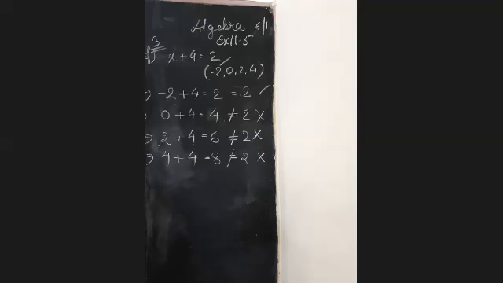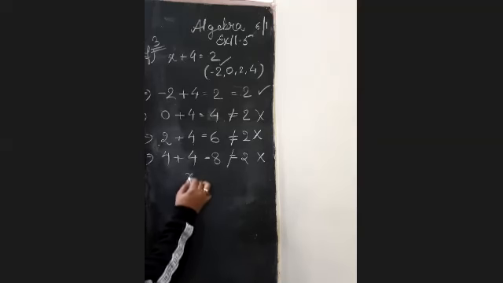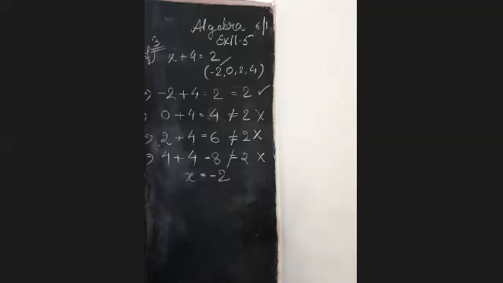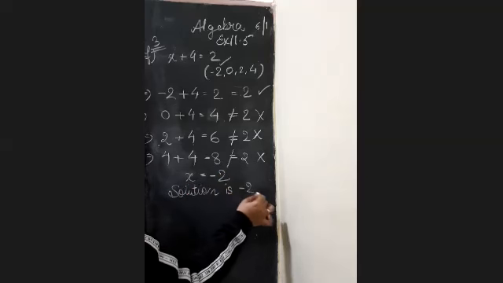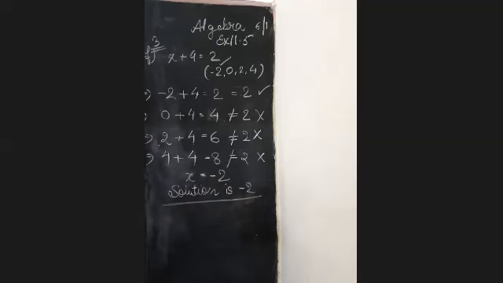It means out of 4 values, these 4 values that were given to you, -2, 0, 2 and 4, which one is correct? Only one is correct. Which one is correct? The -2 one is correct. It means the answer of x is -2. The answer of x is equal to -2. You will write it down. Solution is -2. This is finished.